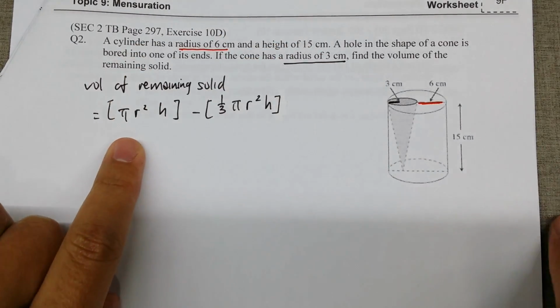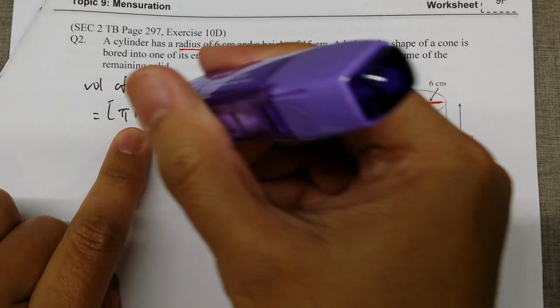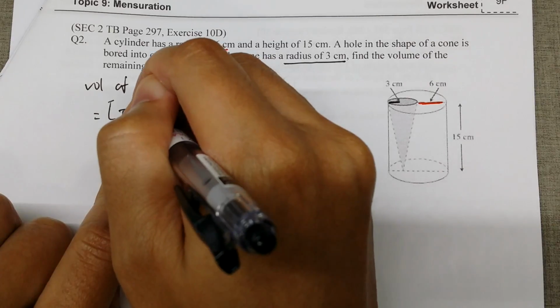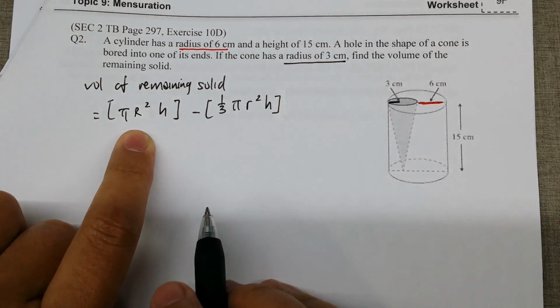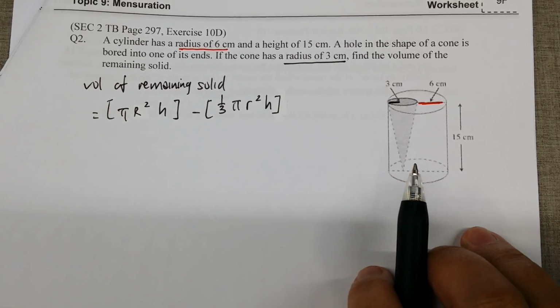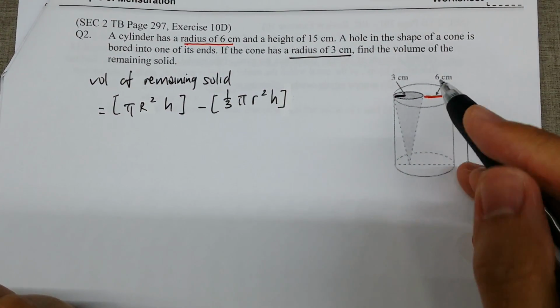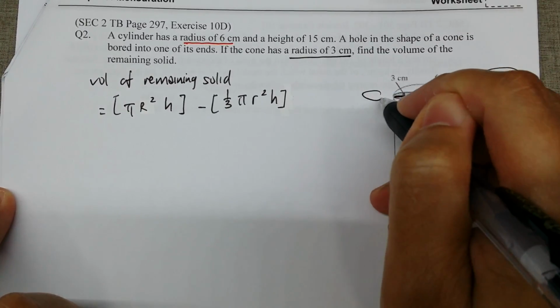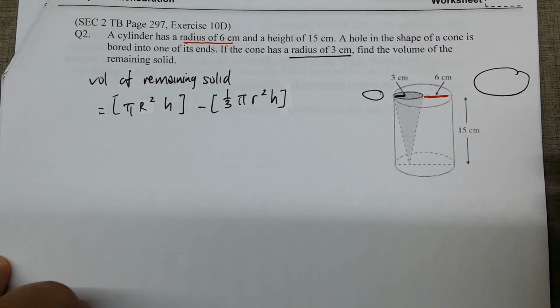So let me change this R, because presentation is very important. Pi r square, let me use capital R to represent the radius for 6 cm. It's a different radius, right? This is one big circle for the cylinder, but for the cone it is only one small circle, so it's a different radius.